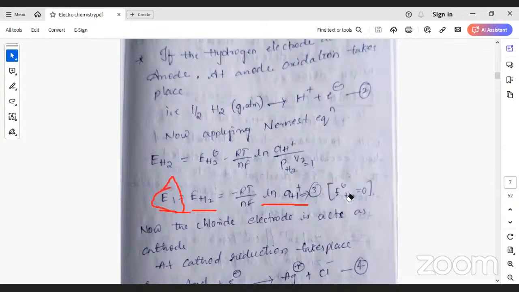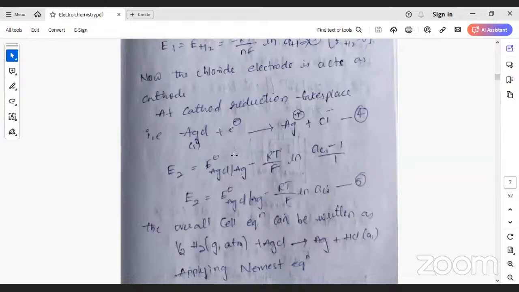Once the hydrogen electrode acts as anode, the chloride electrode always acts as cathode, because this is a redox reaction. So once the hydrogen electrode acts as anode, the other obviously acts as cathode. Therefore, the chloride electrode acts as cathode. At the cathode, the reduction will take place.